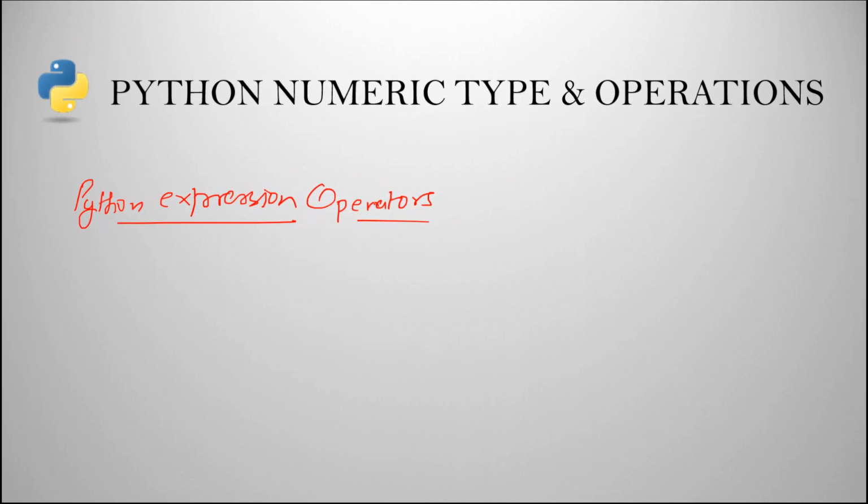Python expression operators. Perhaps the most fundamental tool that processes numbers is the expression: a combination of numbers or other objects and the operators that computes a value when executed by Python. In Python, you write expressions using the usual mathematical notation and operator symbols.